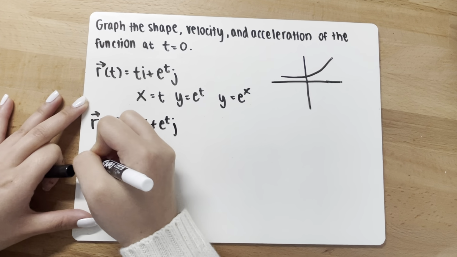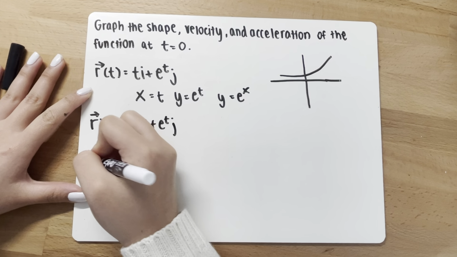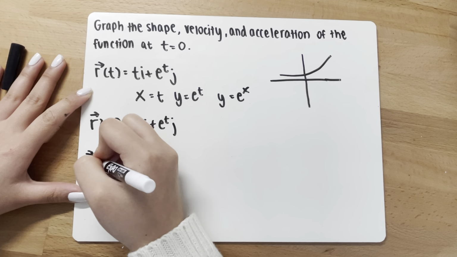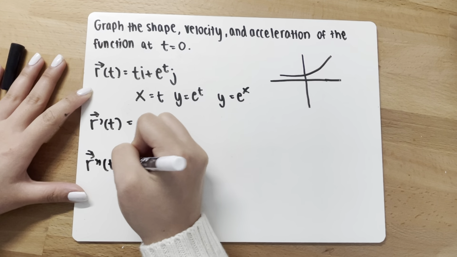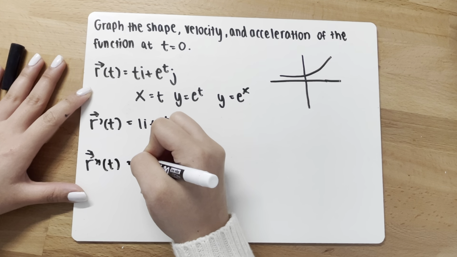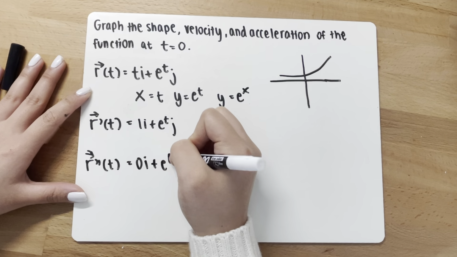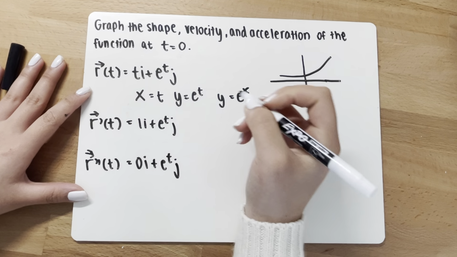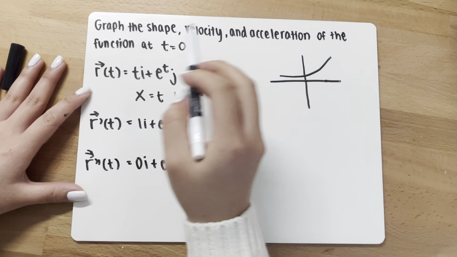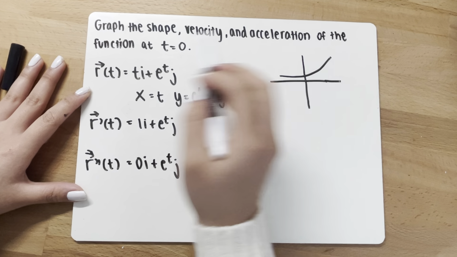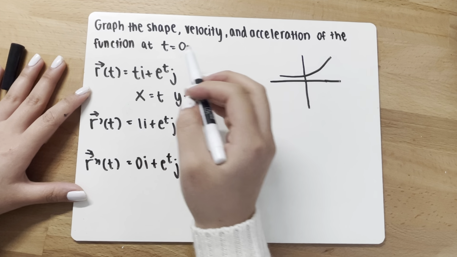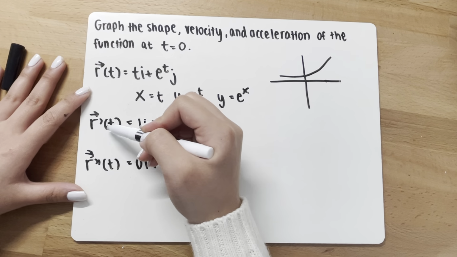Okay, now you do the acceleration. Acceleration is second derivative of the original function. So you get derivative of 1, which is 0i, plus derivative of e^t, which is e^t j. Okay, now, since it says graph the shape, velocity, and acceleration of the function at t equals 0, you want to plug in 0 for t.